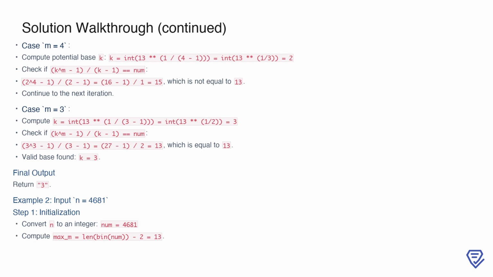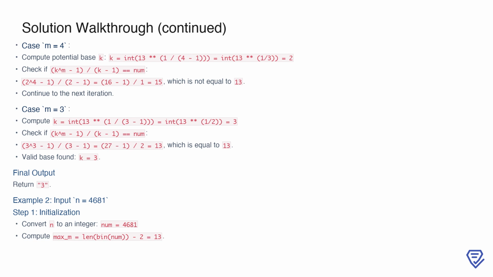Substituting this into the equation, we verify whether (k^m - 1)/(k - 1) equals the number. Here, (2^4 - 1)/(2 - 1) equals 15, which does not equal 13, so we proceed to the next sequence length.